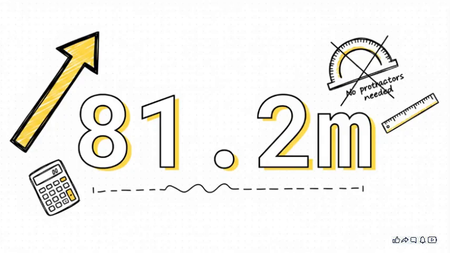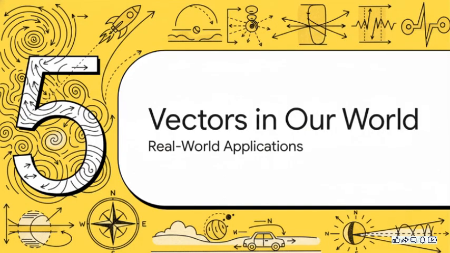It's precise, it's accurate, and we did it all with a calculator. No rulers, no protractors, nothing. So why does all this matter? I mean, this isn't just some clever math trick. This method is absolutely fundamental to how we describe the physical world all around us.